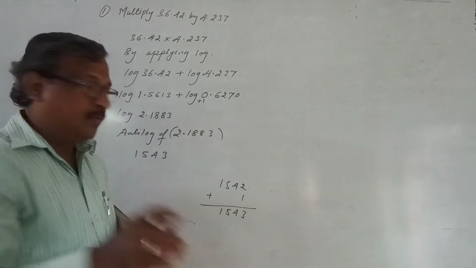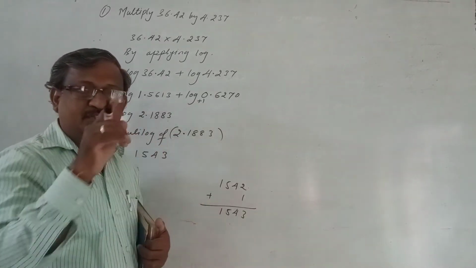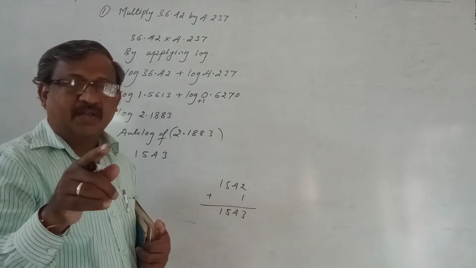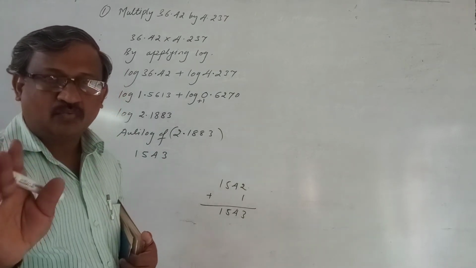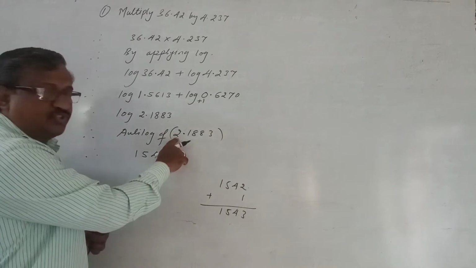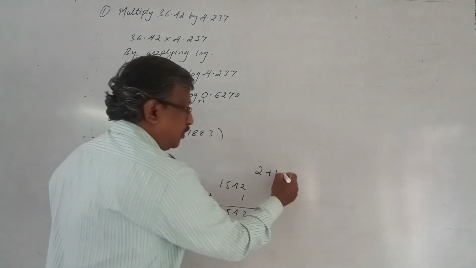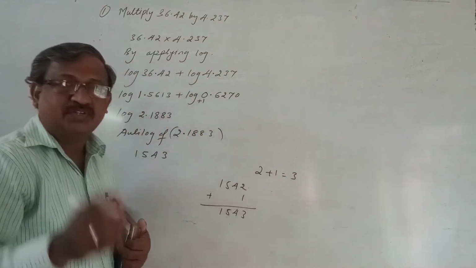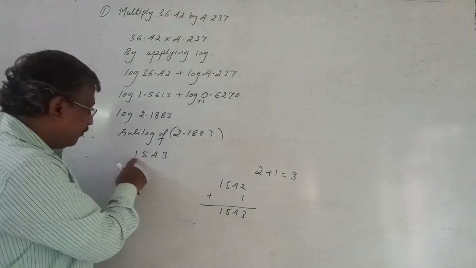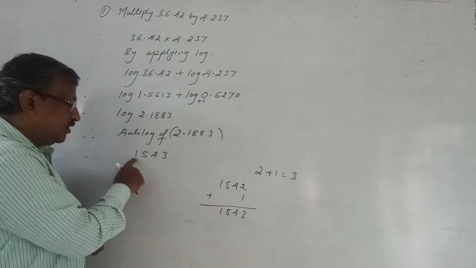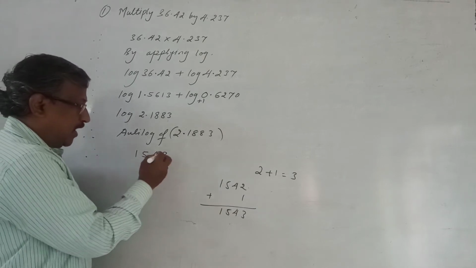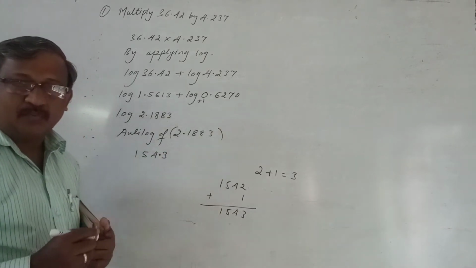So in short, remember, if your characteristic is positive, add 1, and if your characteristic is negative, you minus 1. Clear? As my characteristic is positive here, how much is it? 2. In that one you have to add 1. So my characteristic becomes how much? 3. Means what you have to do? From here you have to count how many digits? 3 digits. 1, 2, 3, and then you have to place the decimal point.